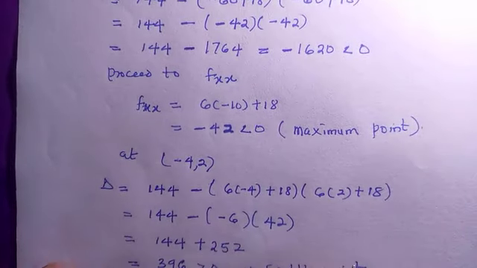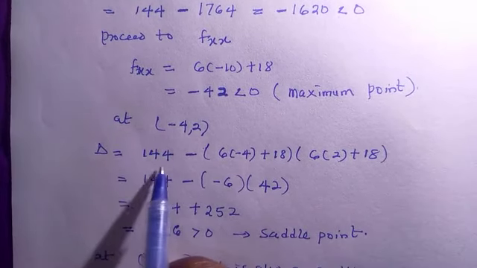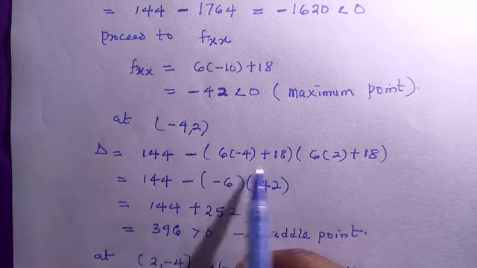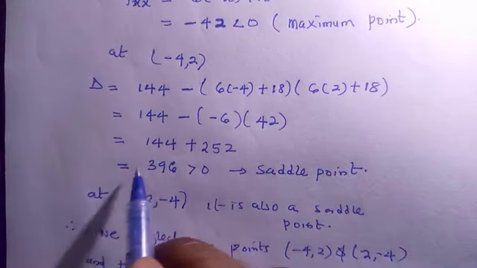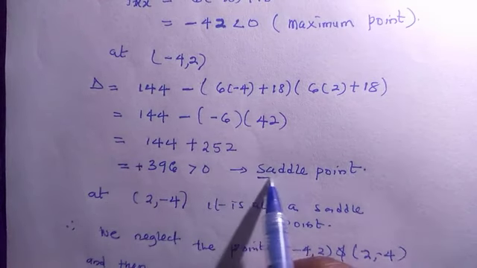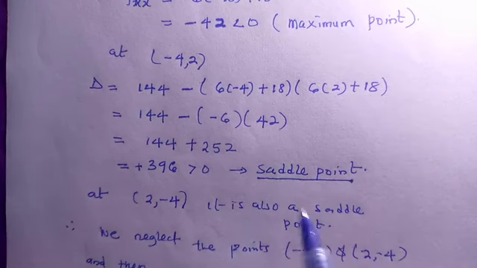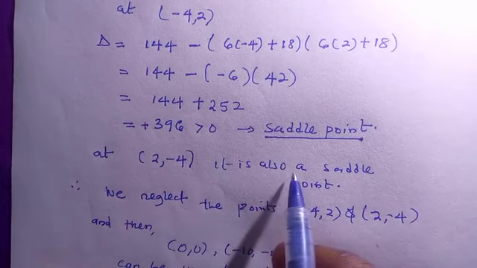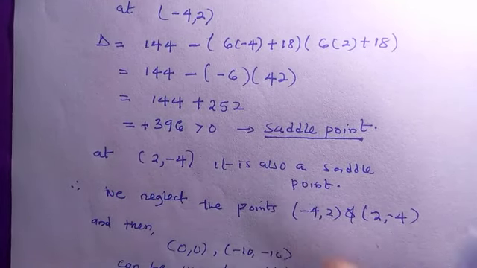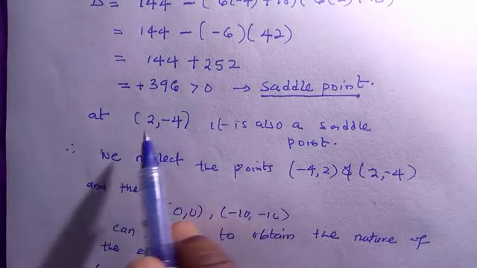So I will still test this at minus 4, comma 2. If x is minus 4 and y is 2, substitute all these values. The value is going to be positive, and positive is greater than 0. This is a saddle point, which means there is neither a maximum nor a minimum. We cannot proceed any further, so we test another point. If we test this again, it's also going to be a saddle point, using the same formula above.